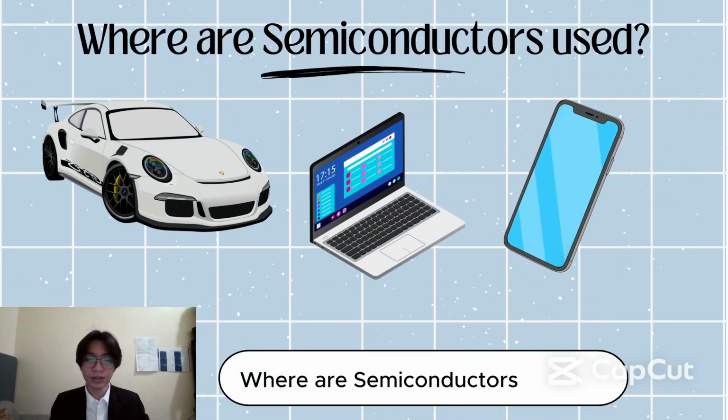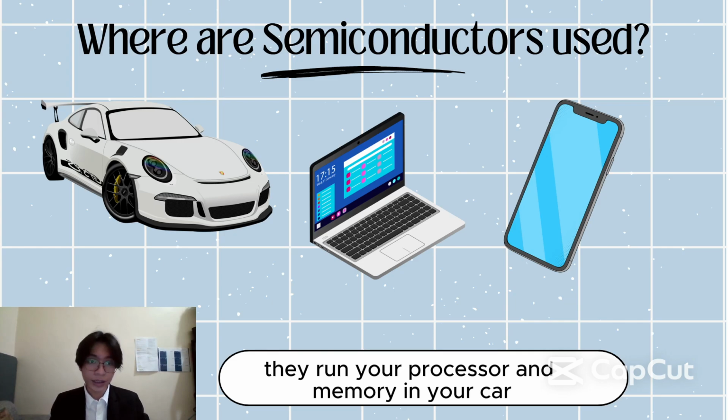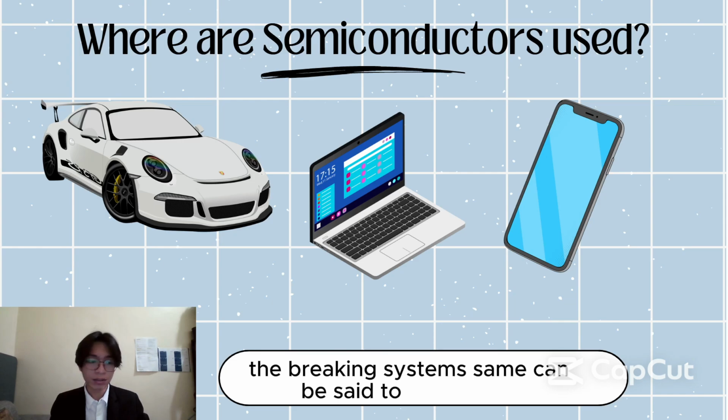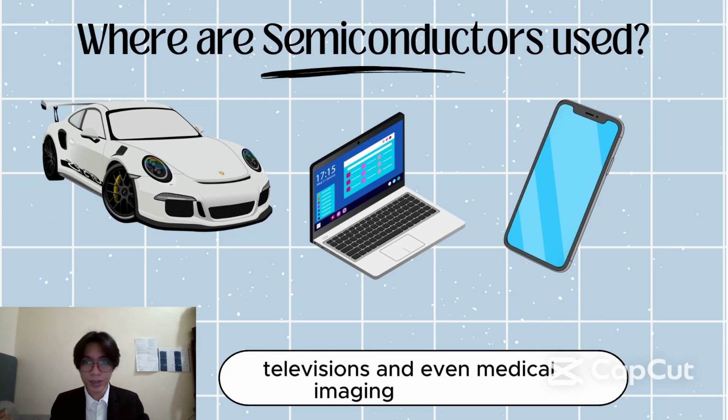Where are semiconductors used? Semiconductors are everywhere. In your phone, they run your processor and memory. In your car, they control the sensors and the braking systems. The same can be said of laptops. They run your processors and memories. They're also in solar cells, televisions, and even medical imaging equipment.